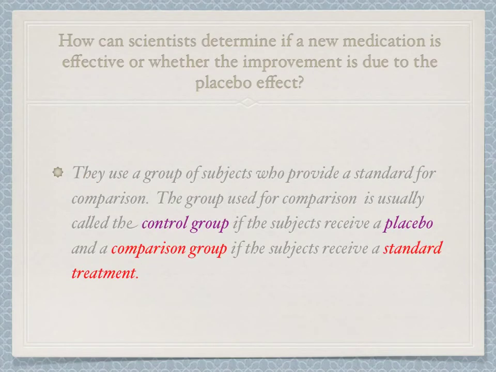How can scientists determine if a new medication is effective or whether the improvement is due to the placebo effect? Well, they use a group of subjects who provide a standard for comparison. The group used for comparison is usually called the control group if the subjects receive a placebo, and it's called a comparison group if the subjects receive a standard treatment.